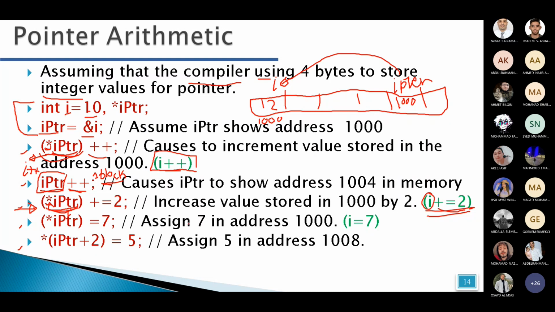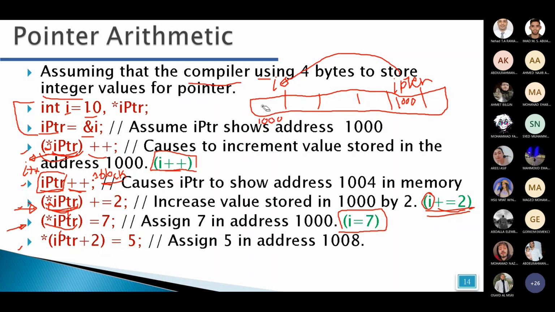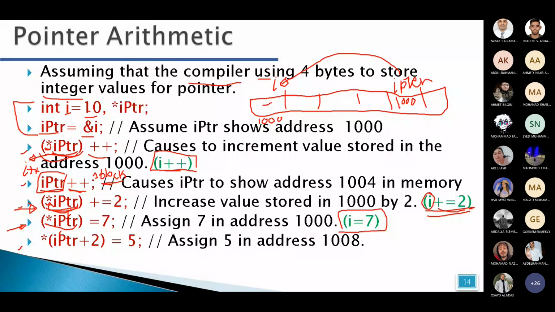Okay. Next statement. Same idea. Star iptr means I. Equal 7 means it's equivalent to I equal 7. So we change I and I becomes 7.